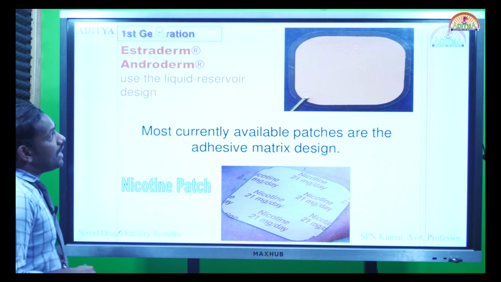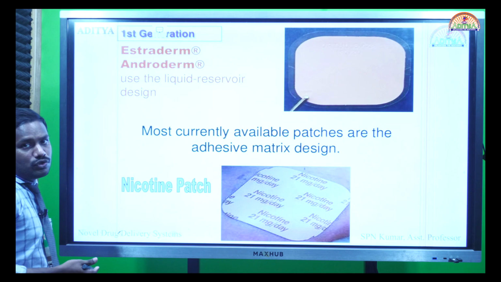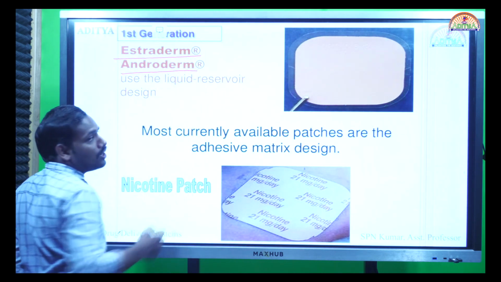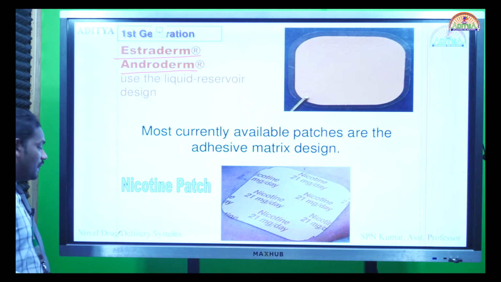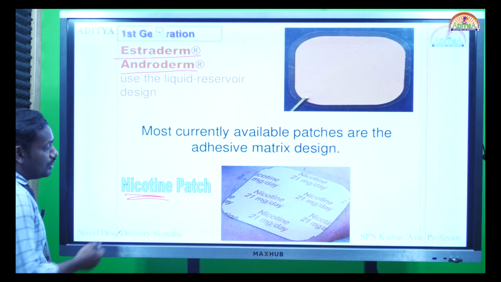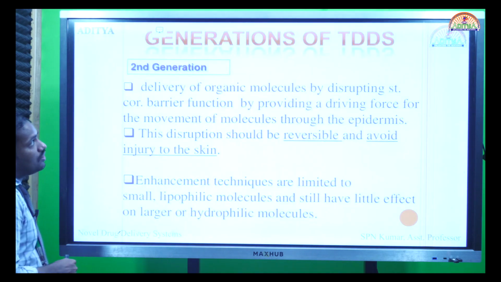Here are some marketed examples. Estraderm and Androderm are both mostly steroidal hormones. One is used as an oral contraceptive, and the other is used as an anabolic agent and also for treating severe anorexia nervosa. There is also the nicotine patch for nicotine addicts or smoking addicts. In either case, we can have a slow release of drug into the systemic circulation.